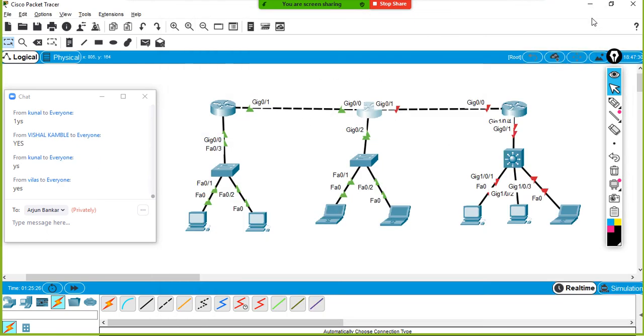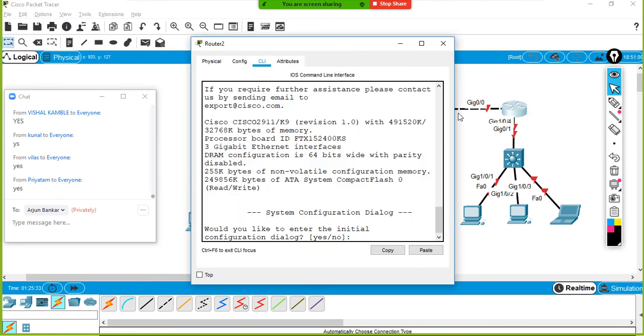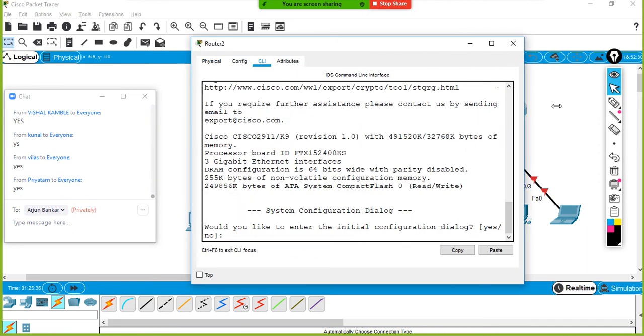Now let's go to router 3. So for router 3, what are we going to do now? Let's go and configure it now. Help me out. First of all, do I need to say yes or no here?